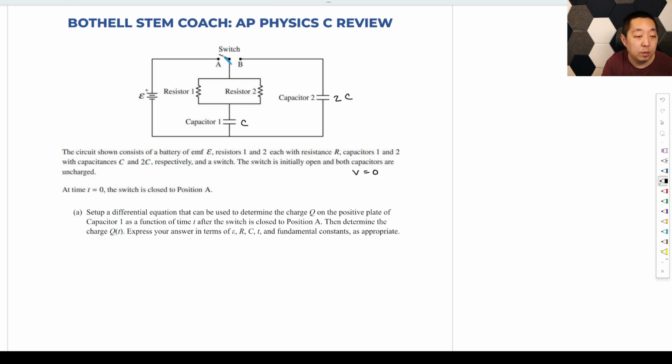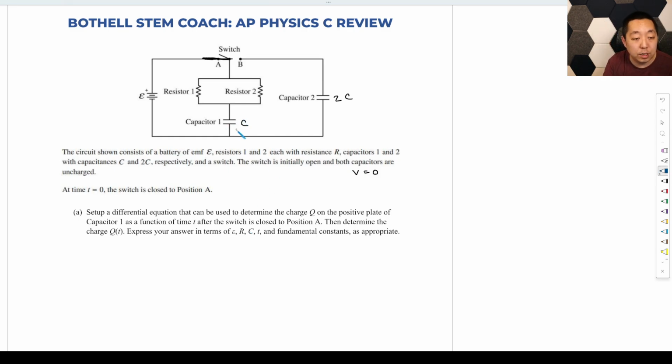At time t equals 0, the switch is closed to position A. So at this moment in time, set up a differential equation. This is where we're going to use a differential equation to solve for the charge on the positive plate of the capacitor as a function of time, then determine the charge Q of t. So we're going to set up the differential equation and solve it.